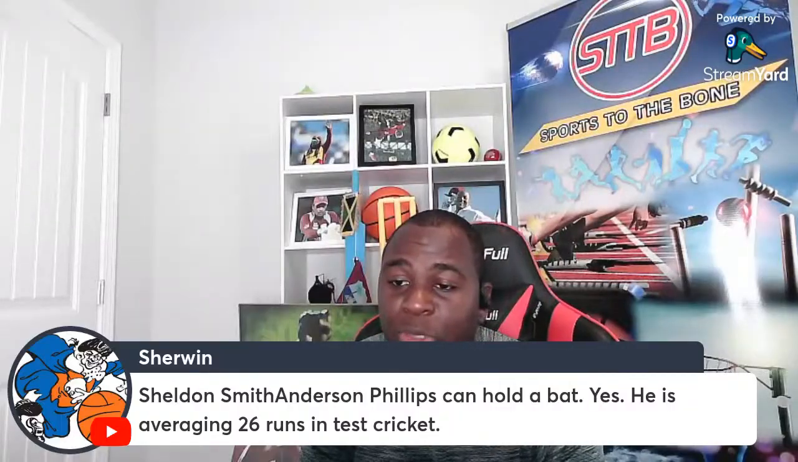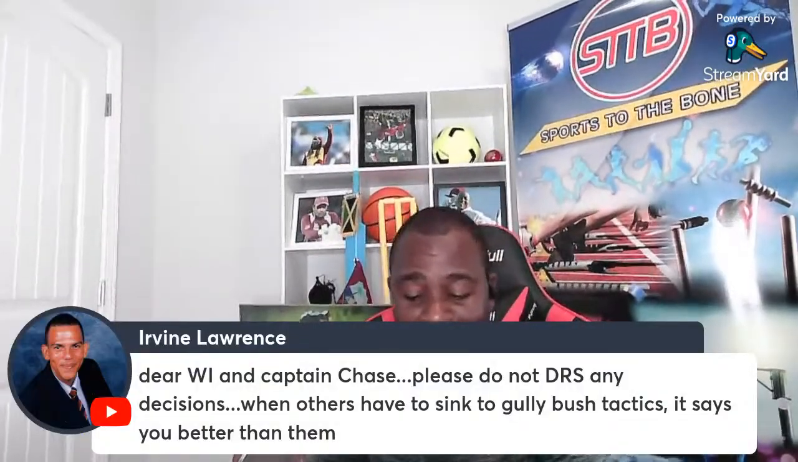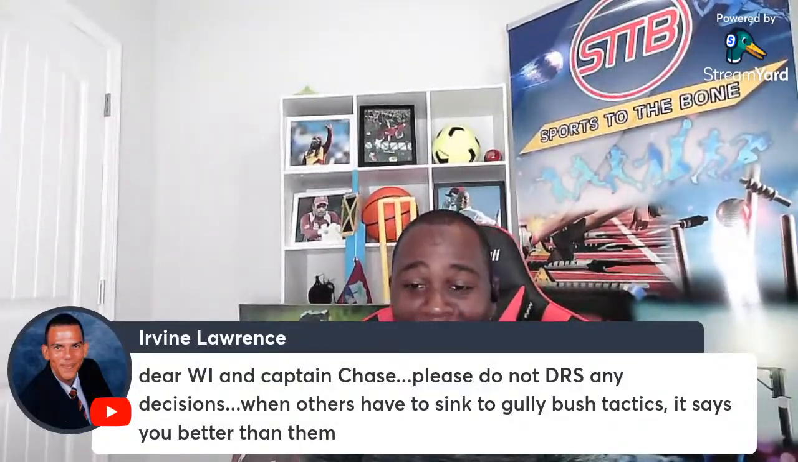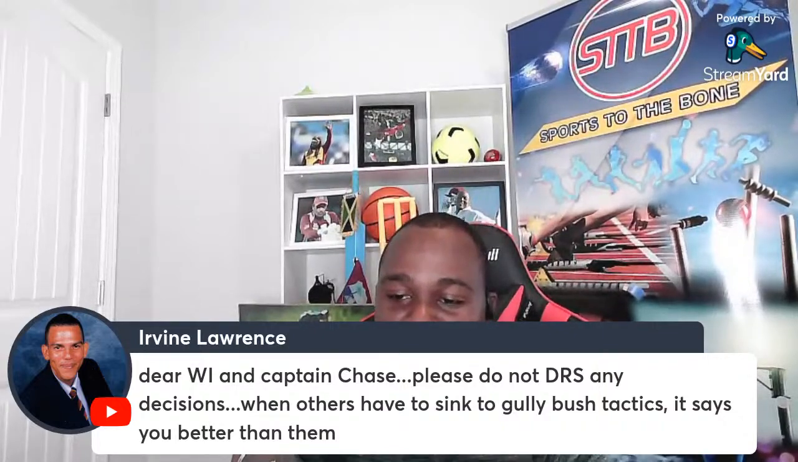Anderson Phillip can hold a bat. Yes, he is averaging 26 runs in Test cricket. Well, basically averaging the same thing that our specialist batsmen are averaging. So the rest thing is that Captain Chase, please do not make any decision when others have to sink to gully bush tactics. It says you are better than them.